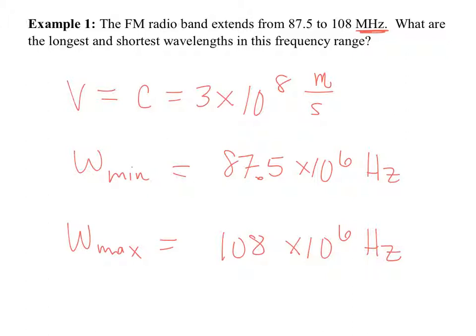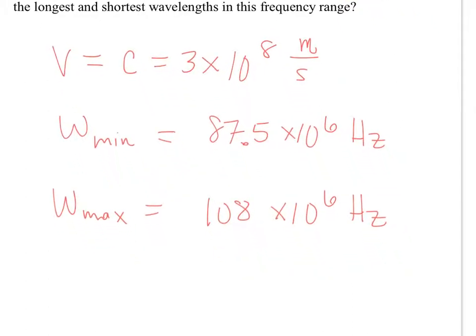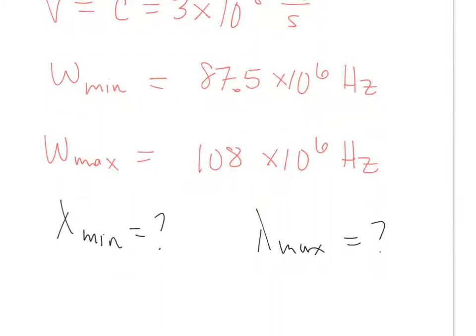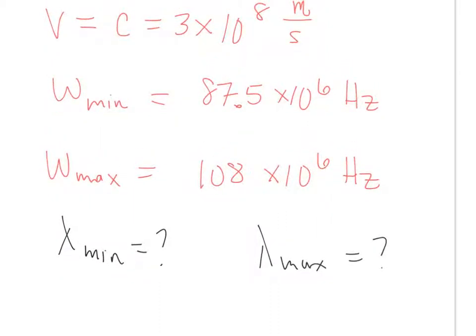So those are the two frequencies of the range. We need to find the wavelengths. What is our formula here that relates these? We want to find our wavelengths. What's the formula we're going to use to find them? Yeah, what do you got? V equals wavelength times frequency.